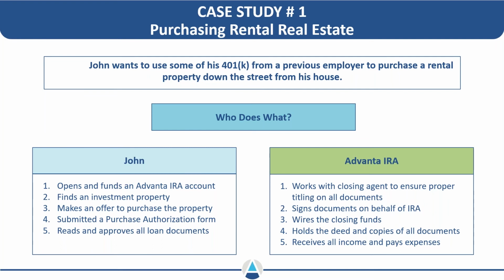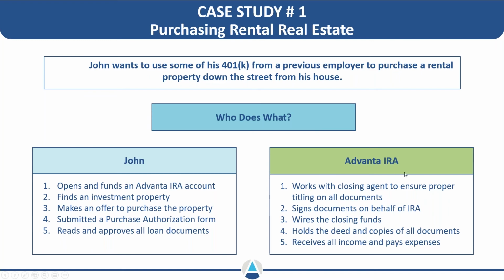And so John is going to open and fund his IRA account because it's coming from an old employer plan. It's going to be considered a direct rollover from the IRA. He's going to find the property, make an offer to purchase, and Advanta IRA will sign everything from all of the offers through to contract to close.